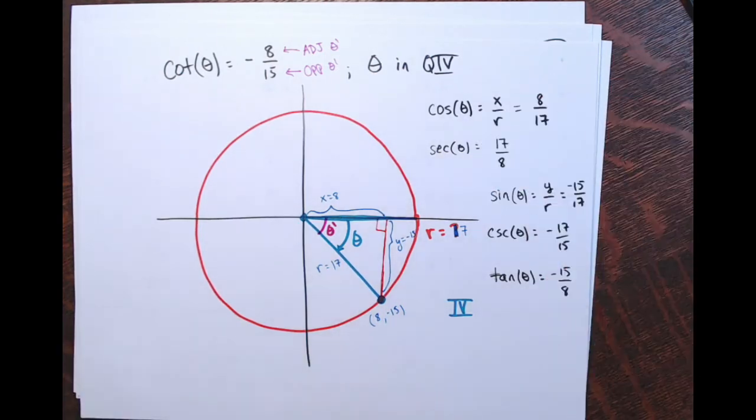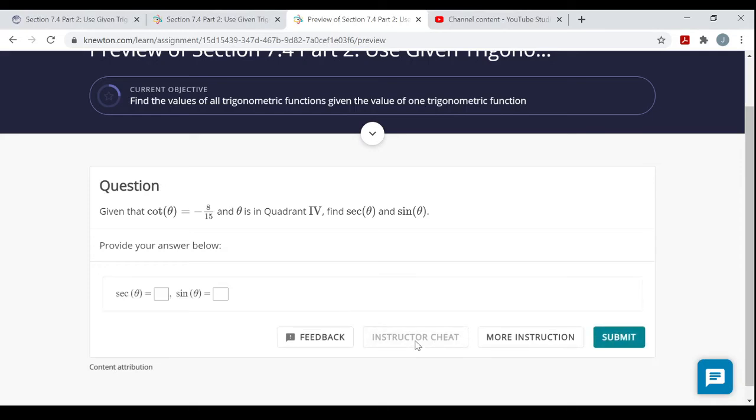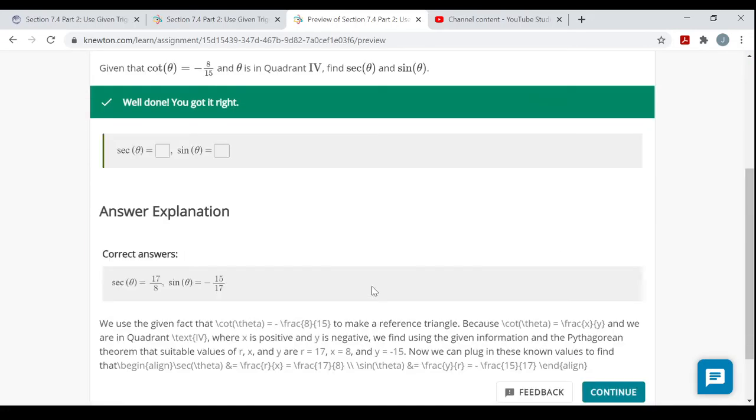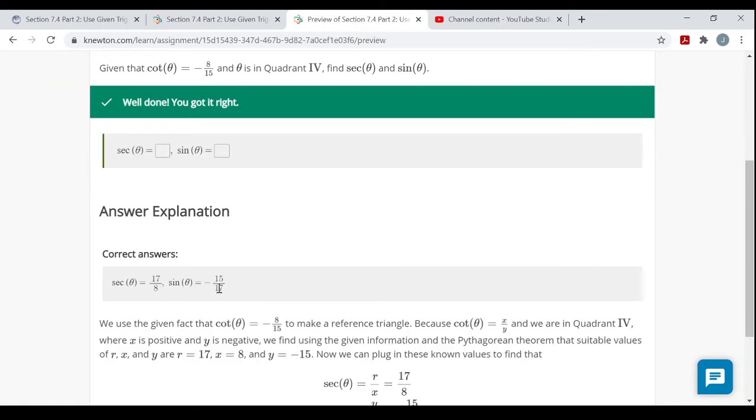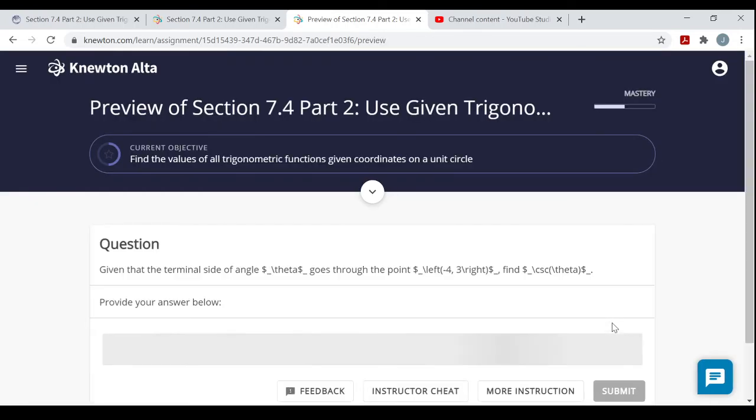All right, so if you're given the value of one trig function and you know where your angle ends, you should be able to figure out the other 5 by drawing a nice little picture of a right triangle with the reference angle in it. All right, so I'm just going to do the cheat. We said the secant was 17/8 and the sine was negative 15/17. You'll see that come up here. 17/8 for the secant, negative 15/17 for the sine, using that little picture. Now, again, they're not drawing pictures, but draw a picture. Makes it way easier, in my opinion.